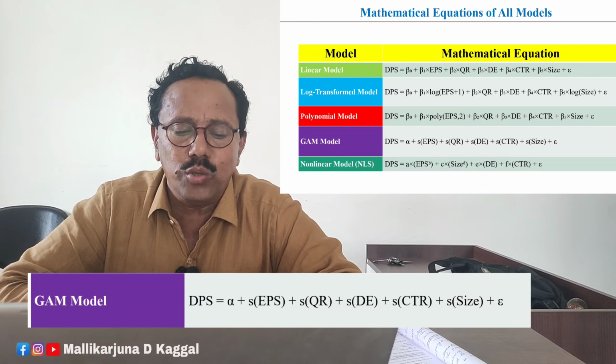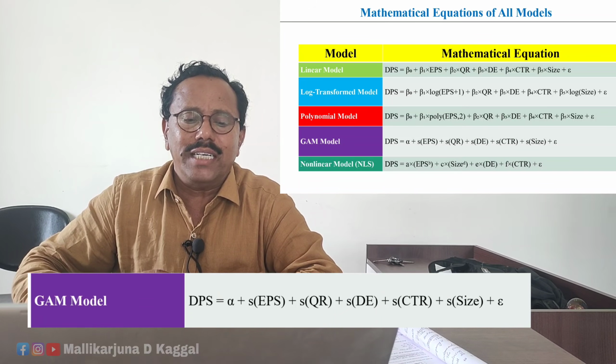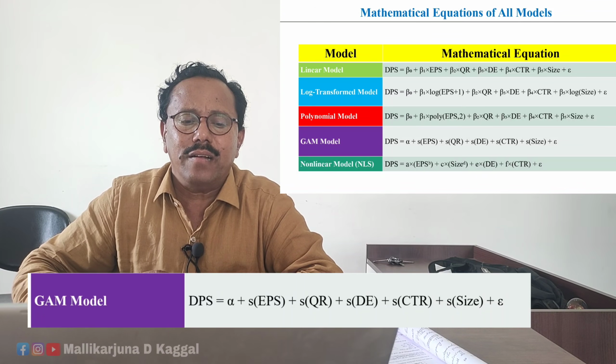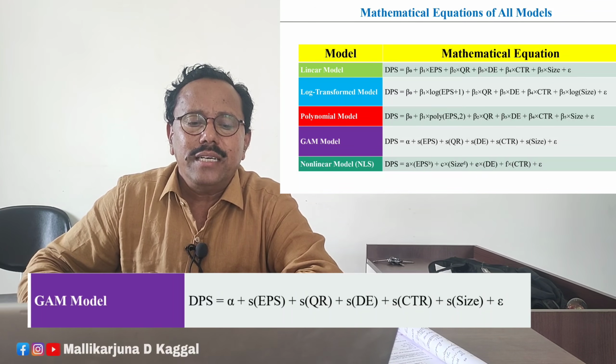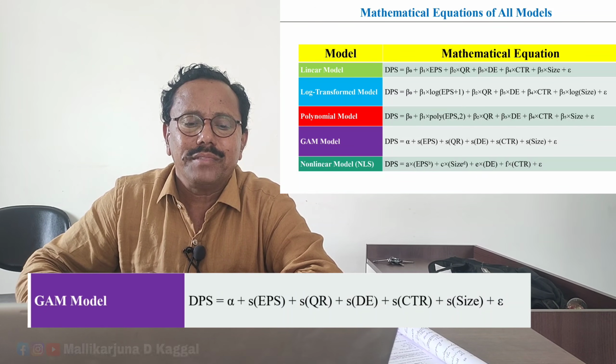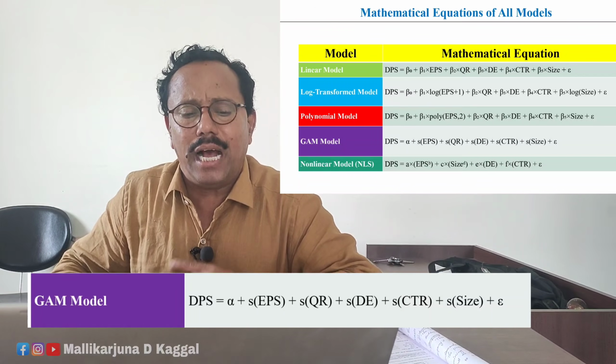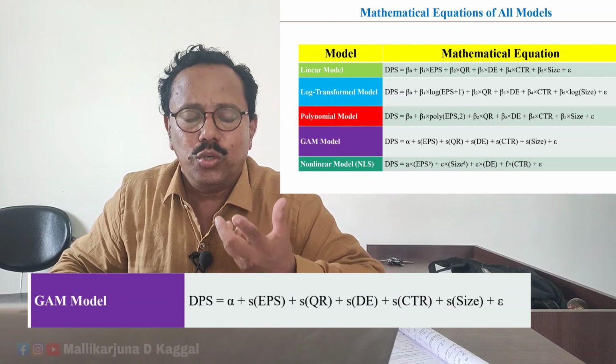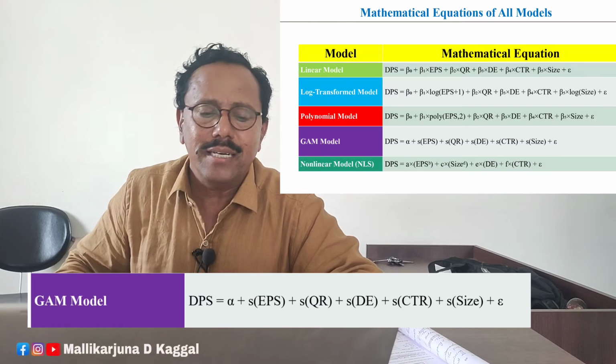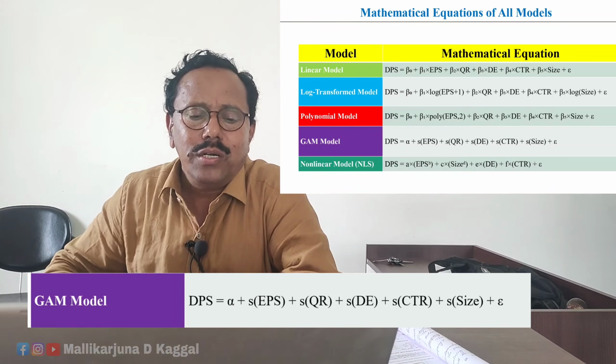Now DPS is equal to A plus, where A is the intercept. Then here the smoothing parameter has come. Now what is that value? I don't know, because it may be automatically adjusted as a coefficient to the EPS in such a way that it gives the optimum number.